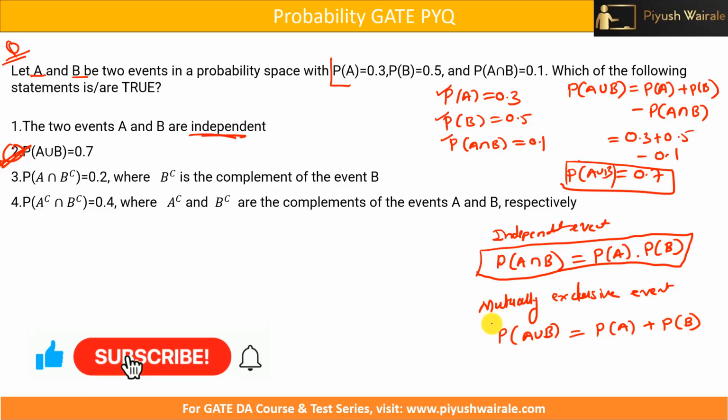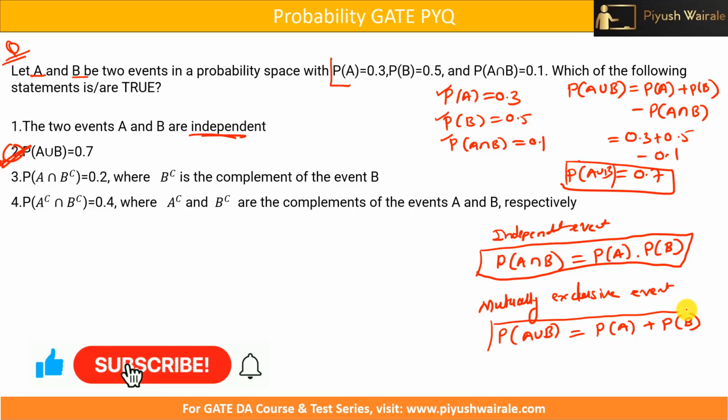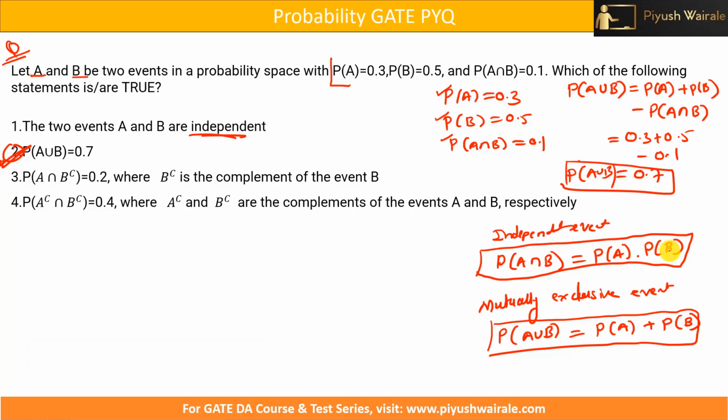So remember these two important formulas. For independent events, A intersection B is probability of A into probability of B. For mutually exclusive events, A union B is probability of A plus probability of B. I hope you know what is independent and what is a mutually exclusive event. In the case of mutually exclusive events, A intersection B is 0.